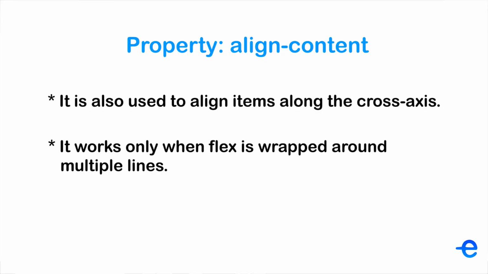So moving on to the next one, which is align content. This property is also used to align items along the cross axis. Think of this as justify content for the cross axis. If you remember, when we use justify content, it moves the content or items around the main axis. But here with align content, it moves the elements across the cross axis. This property works only when there are more than one line of items.